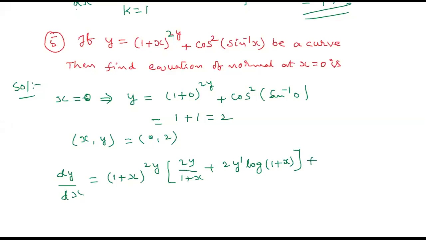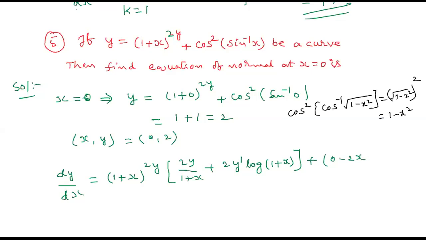Plus here cos square of sine inverse x is there. Cos square of sine inverse x means how to write? Cos inverse of root 1 minus x square. So cos inverse cos is going to cancel, and square root 1 minus x square whole square, that is 1 minus x square. This is cos square of sine inverse x, value 1 minus x square. Now do the differentiation, we get 0 minus 2x.